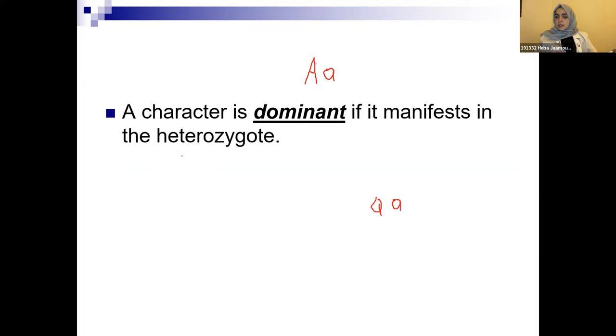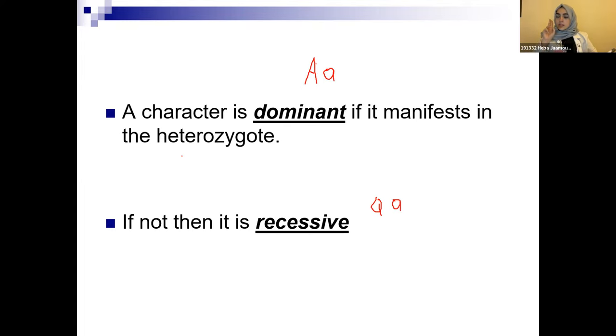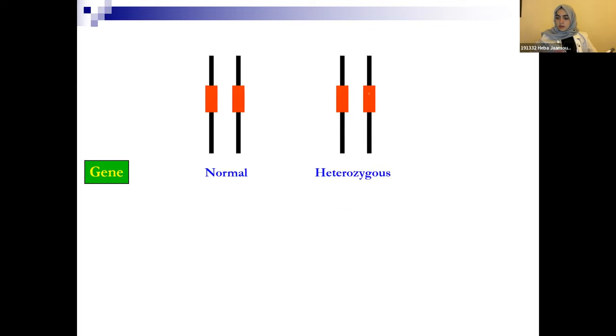Now, we have to understand the difference between a dominant character and a recessive character, okay? So dominant is when, normally, a human gene has two alleles. If one of them is affected and one of them is not, then this is what we call a dominant manifestation of a trait. If both of them are affected, then we call it a recessive. If it's a dominant one, one of them is normal and one of them is abnormal. Because we have a normal one, then the patient will not show.